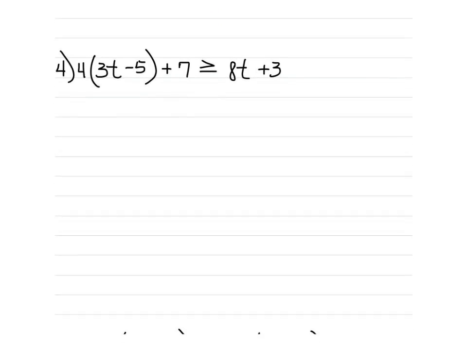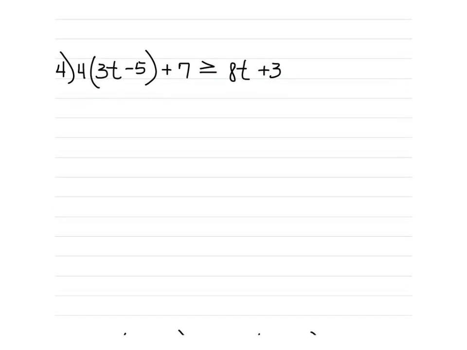Okay. Let's look at problems that start to get a little bit more complex. We have to distribute here, and we'll have variables on both sides. So let's run through this problem together. My first step, of course, is to distribute the 4. So 4 times 3t is 12t. 4 times negative 5 is negative 20. Bring down the plus 7 is greater than or equal to 8t plus 3.